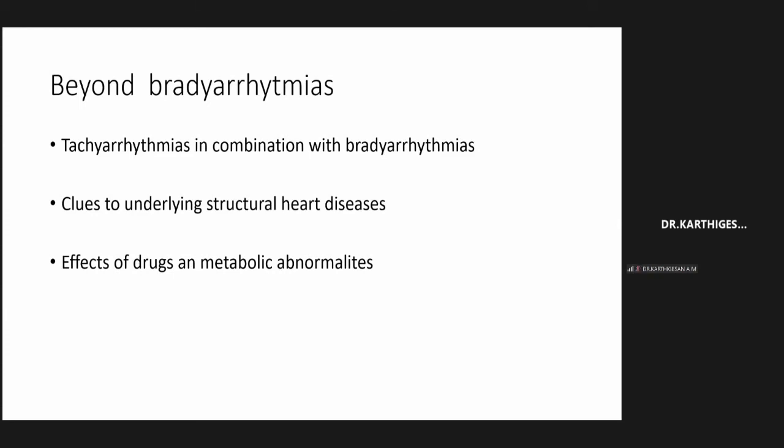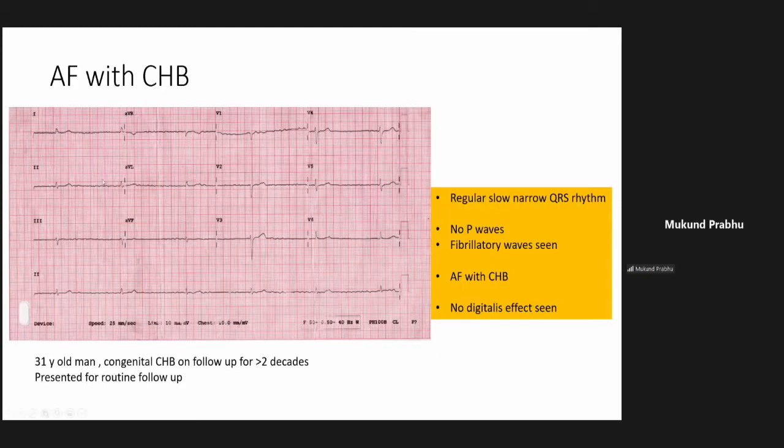Now we have to look at the ECG beyond bradyarrhythmias. All of us will identify basic bradyarrhythmias very easily, but we should not miss other aspects of the ECG. Tachyarrhythmias may exist in combination with bradyarrhythmias. Sometimes we may get clues to underlying structural heart disease or even effects of drugs like digoxin. This is an example of a 31-year-old man with congenital complete heart block, on follow-up for more than two decades. He presented for the routine follow-up, just to note that the QRS is very regular, narrow, but lo and behold, there's no P wave.